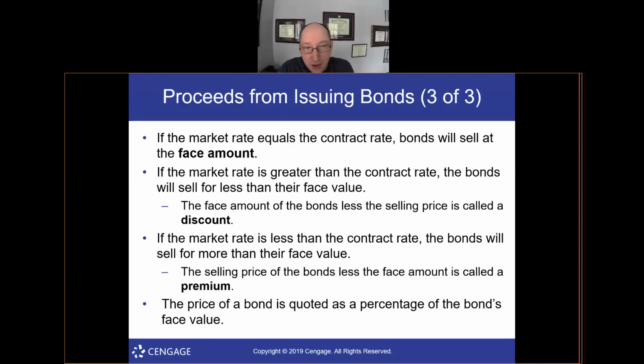The way it works is that if the market rate is higher than the contract rate, the bond will sell for less than its face value. When it sells for less than its face value, we call that a discount. The opposite is also true. When the market rate is less than the contract rate, the bond will sell at a premium because the market is lower than the contract. Does that make sense? Yeah, perfect. Wonderful. Thanks for the question. I appreciate that.